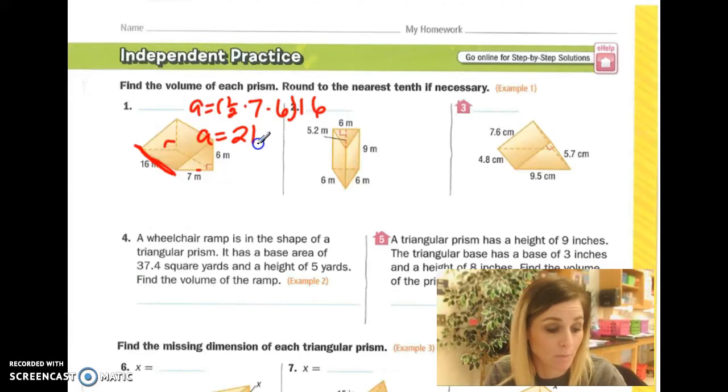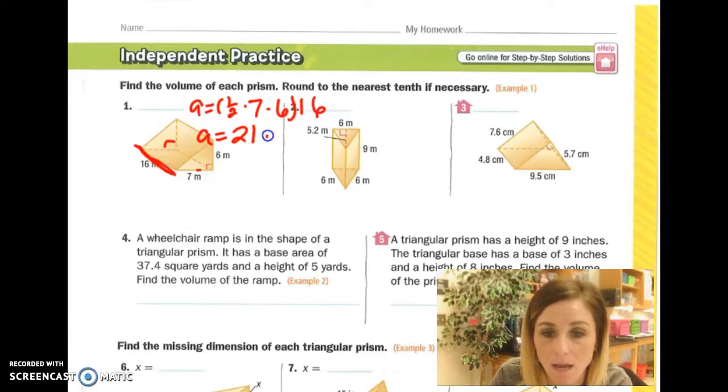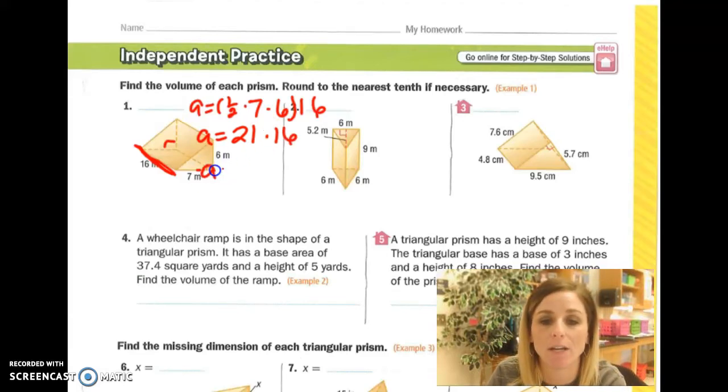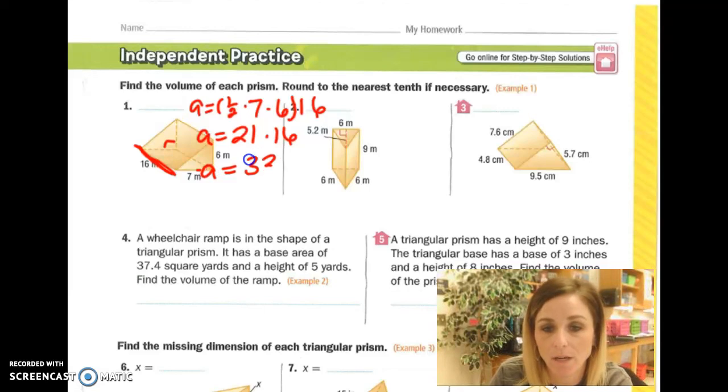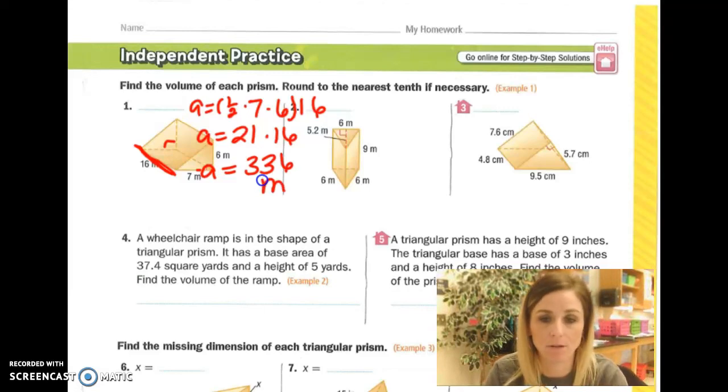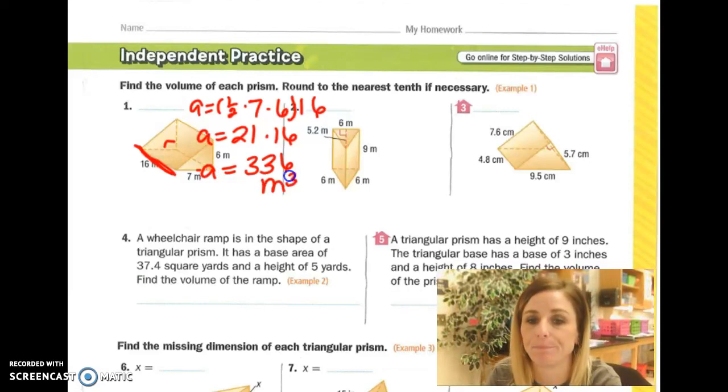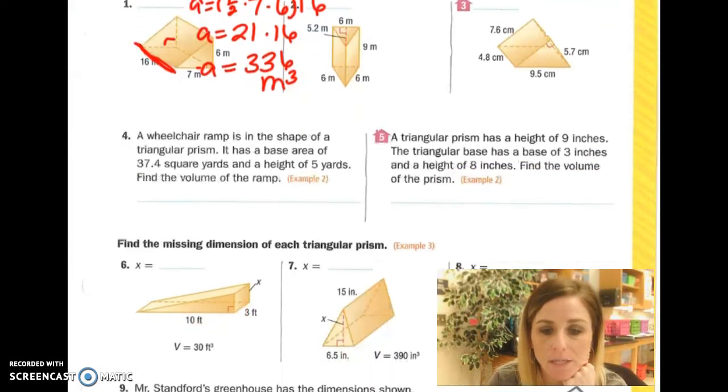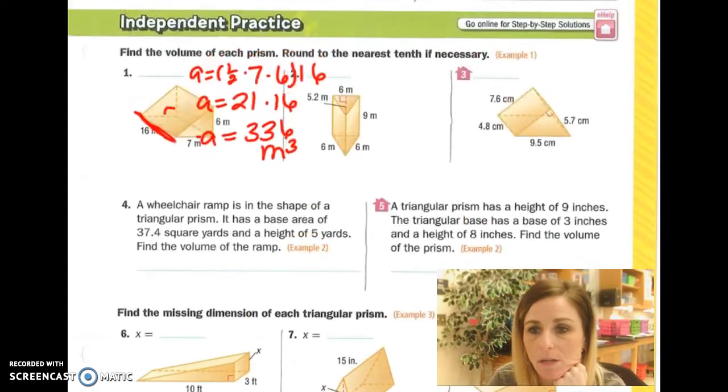I have not done this one before, so I didn't have my math done. Okay, times 16 means that I have an area of 336 meters cubed. Okay, I think that's probably pretty good for the examples. I don't think we need to do any more.